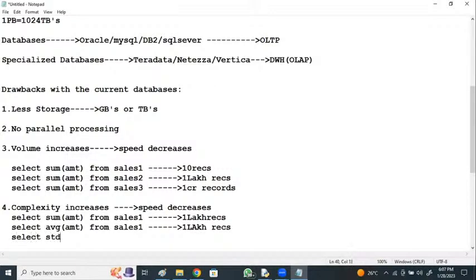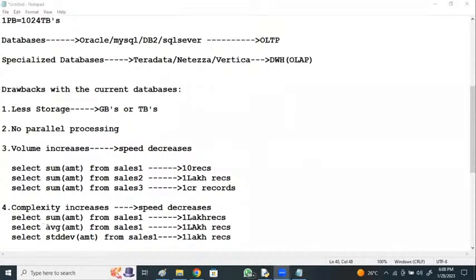Select standard deviation of amount from sales 1. All this has got 1 lakh records, same sales 1 only. Which query executes faster among sum of amount from sales 1, average amount from sales 1, standard deviation of amount from sales 1? First query again.